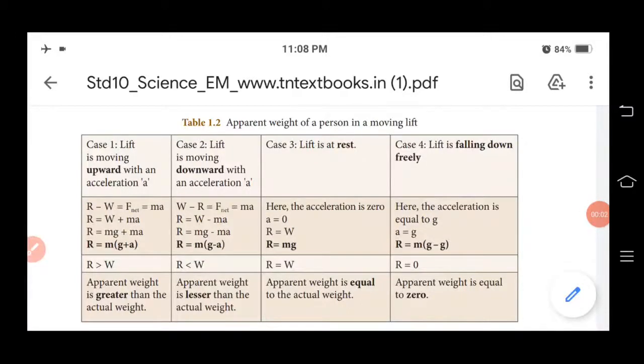Table 1.2, apparent weight of a person in a moving lift. Students, here they given 4 cases. Case 1, lift is moving upward with an acceleration a. Case 2, lift is moving downward with an acceleration a. Case 3, lift is at rest. And case 4, lift is falling freely downwards. So these are the 4 cases. Let me explain you one by one.